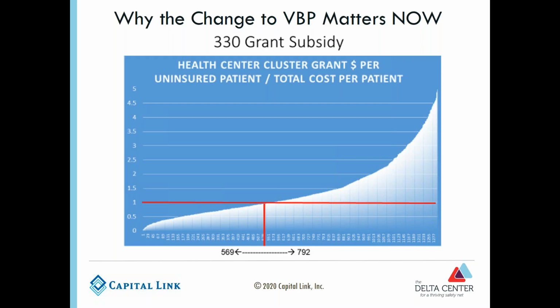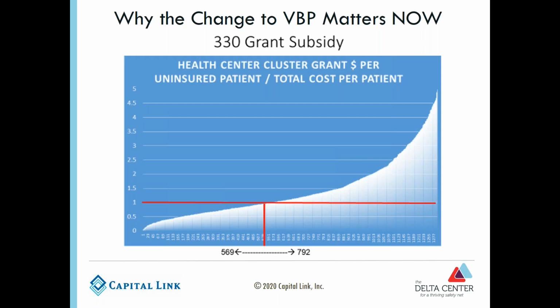So what this graph represents is all UDS-based data. You take your health center cluster grants, all of them together if you're a multiple grantee, and you divide it by the number of uninsured patients. So at that point, you've got the amount of your grant, and we all know that, at least on a theoretical basis, the grant was meant for us to cover the costs of serving our uninsured. So you have that number, and you put that over the total cost per patient. Hopefully that's clear.